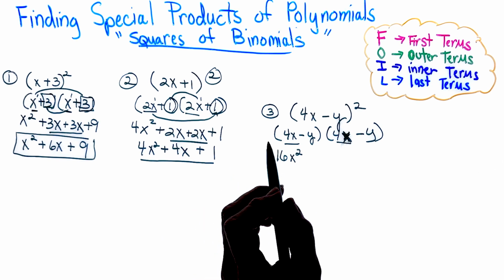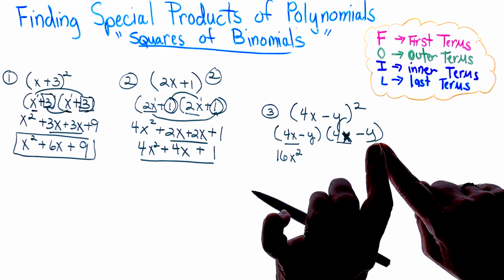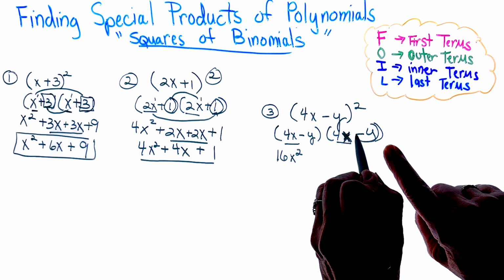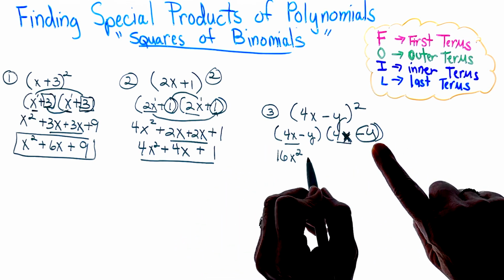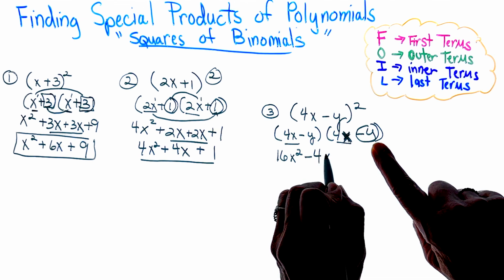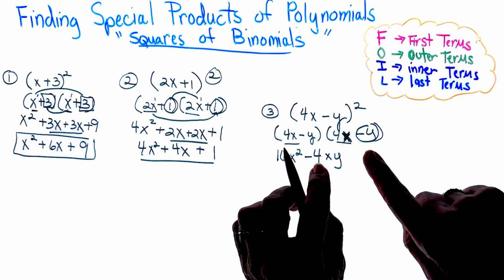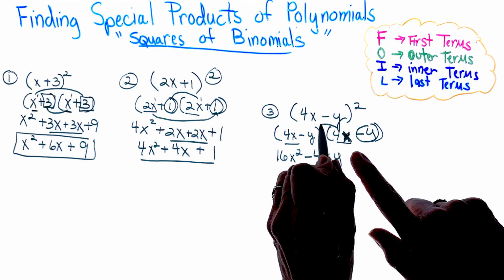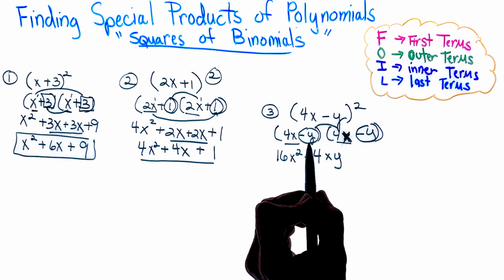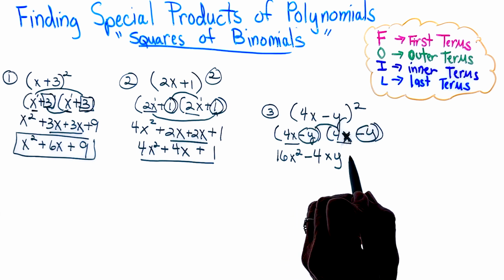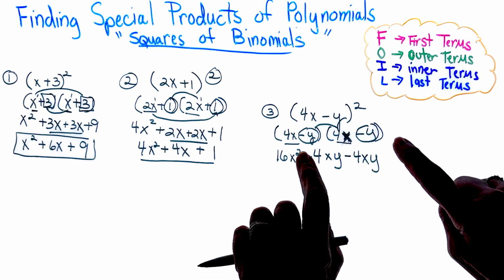We multiply the outer terms. Notice it's a 4x and a y, and you need to make sure you catch that negative sign. A subtraction sign is a negative sign, so that is minus 4xy, because we can't put those together. They're different. Now we're going to do the inside terms. And again, we're going to catch the subtraction sign. It becomes a negative. And it's 4, again, minus 4xy.